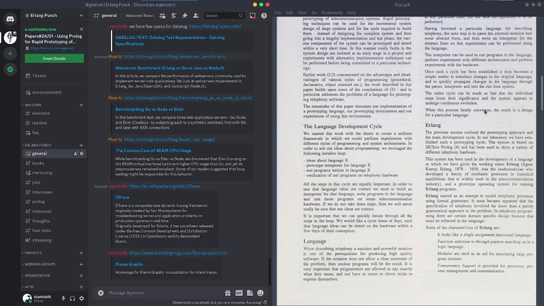That's the first time I read this paper, and it's amazing. It's awesome. It's crazy.